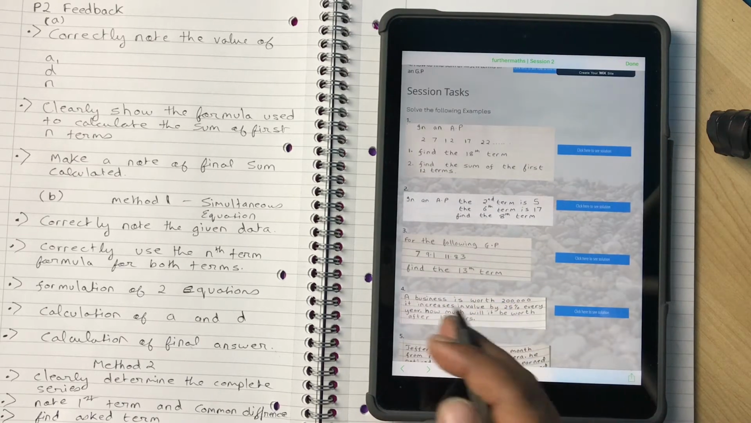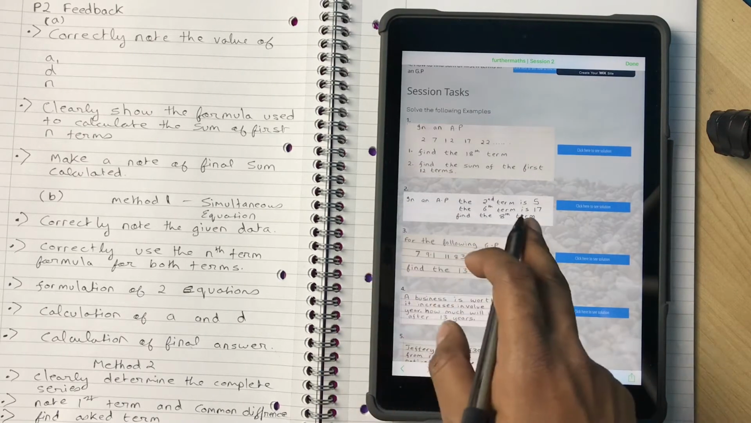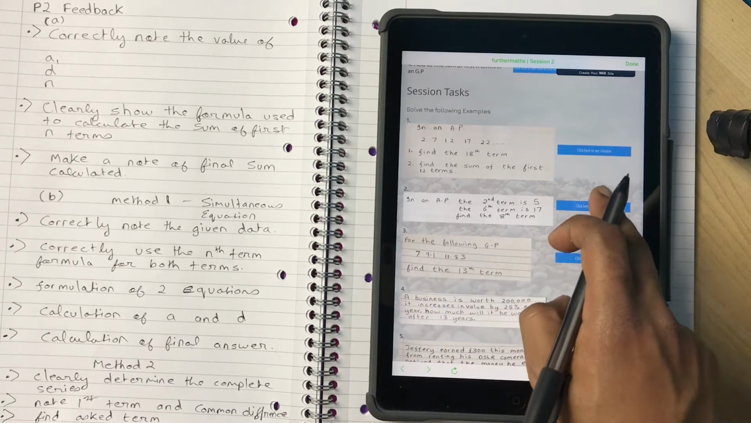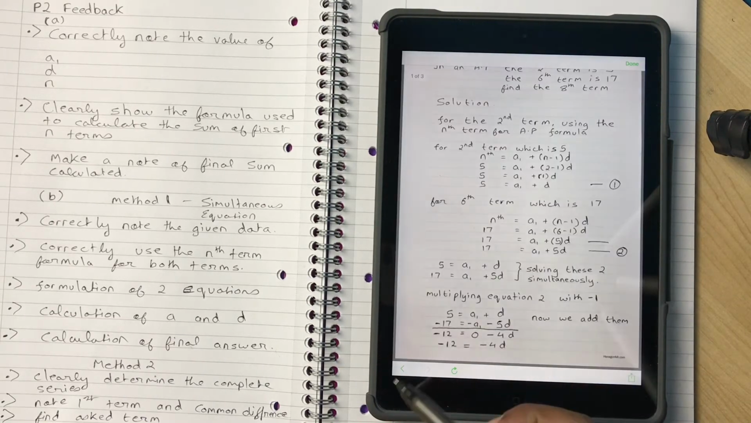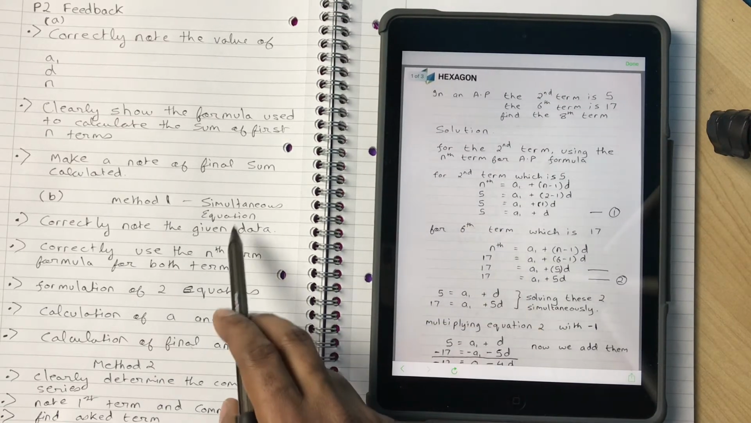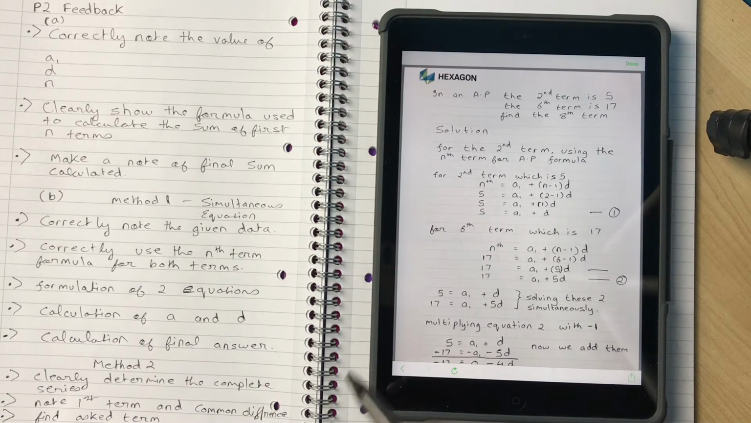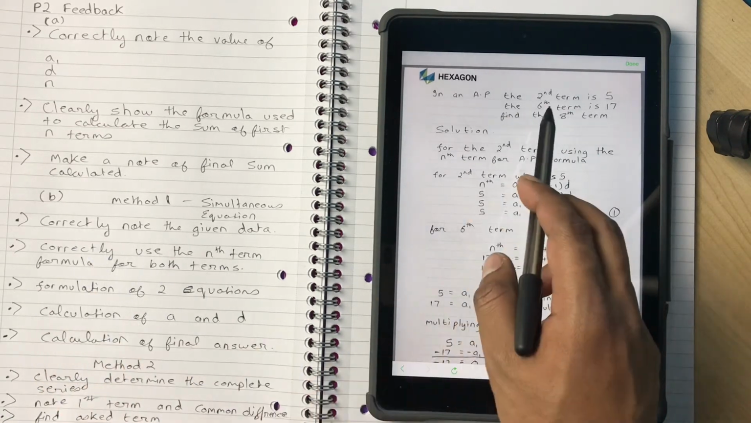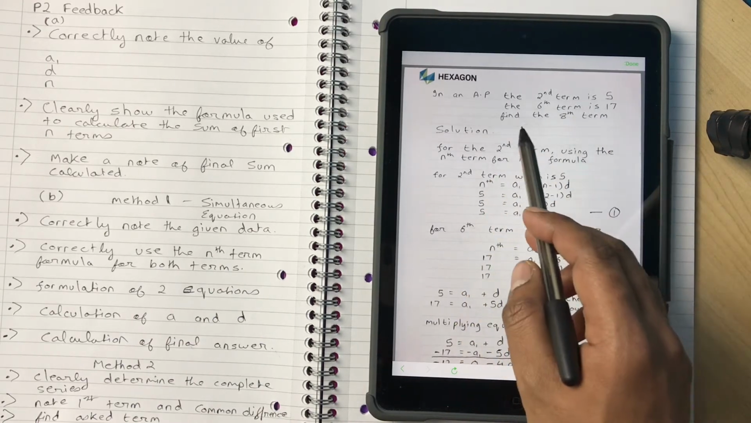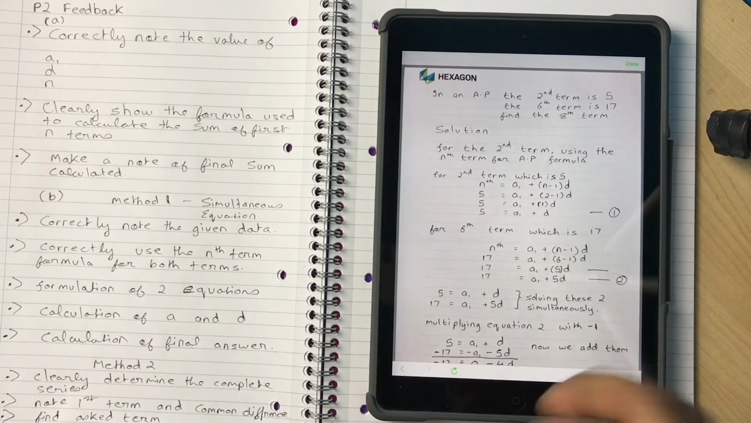I have solved a similar problem over here, that is in an AP the second term and the sixth term is given, find the eighth term. If you take a look at the solution, I have solved this using the simultaneous equations method. So when you're solving it using the simultaneous equation, make sure that you have correctly noted the given data, that is this bit here, second term, sixth term, and you need to find the eighth term.